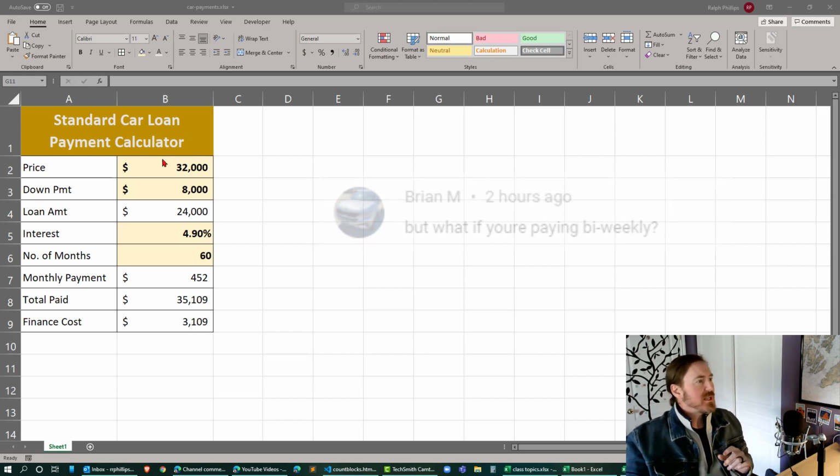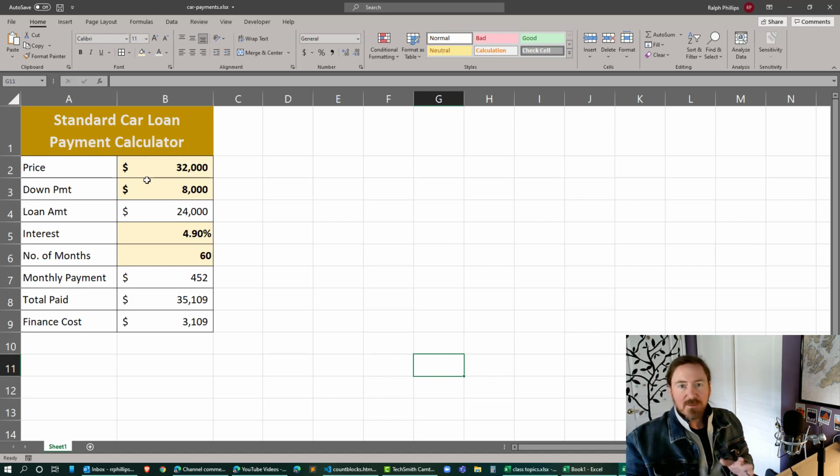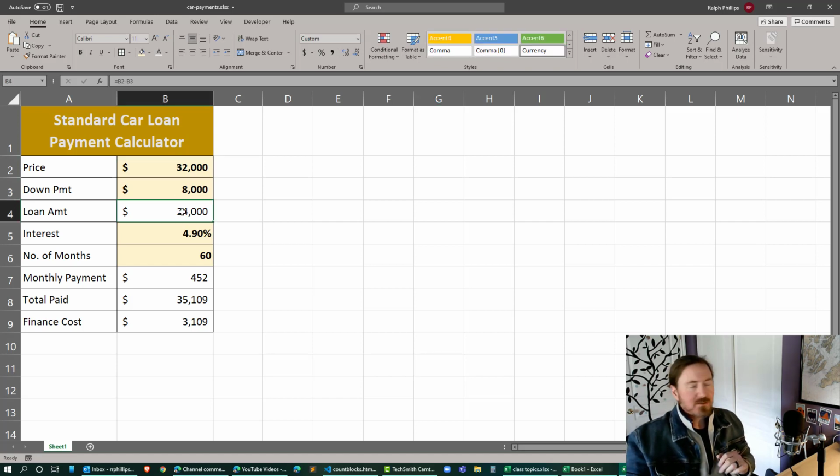So what I have already is a standard car payment calculator, price, down payment, 4.9% interest over 60 months. Our calculated payment is $452. Notice I'm not displaying the cents, but this would not be exactly $452, it's $451.81. And the total paid and the cost of financing, because we're financing this car over 5 years at 4.9%, we have to pay more than just the cash price, so we're paying extra there.